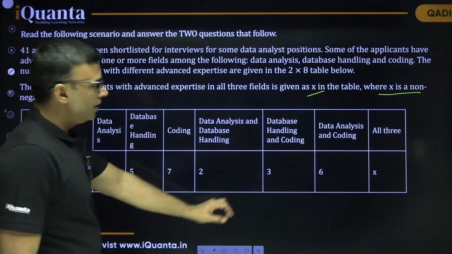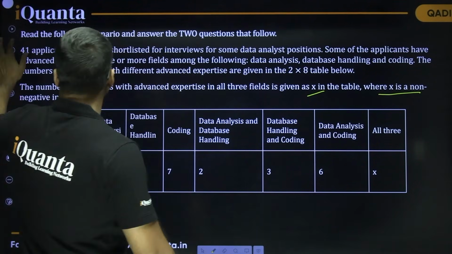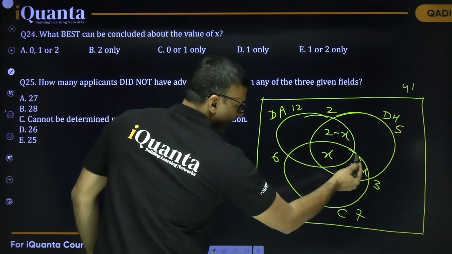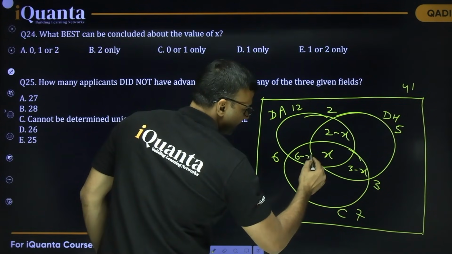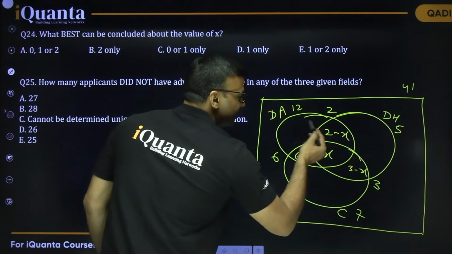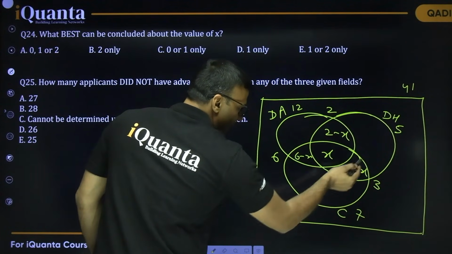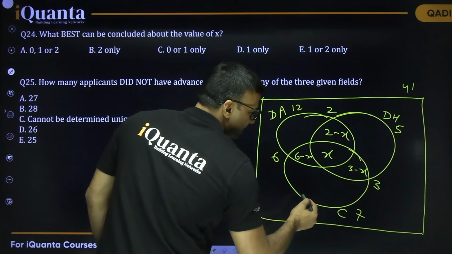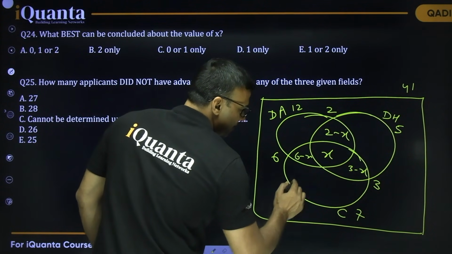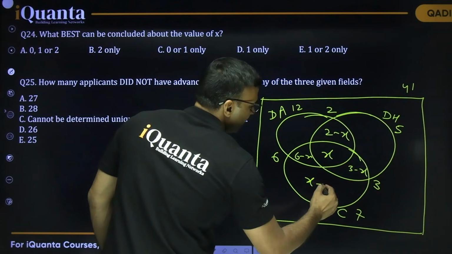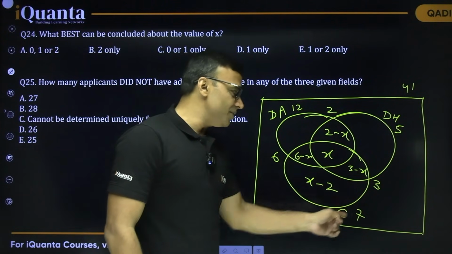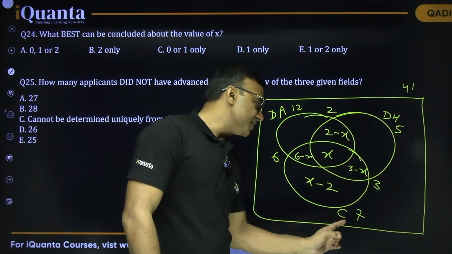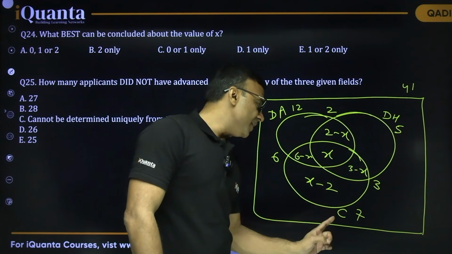Then we have data analysis and coding, that is 6. This entire common area is 6. This is X, so this is 6 minus X. Now you can find each of these areas. This area is total 7 minus 6 minus X minus 3 minus X. Just simply subtract. So this will be X minus 2. The whole point is this total has to be 7, so 7 minus the 3 values, you will get X minus 2.